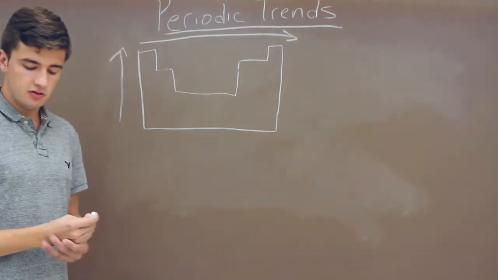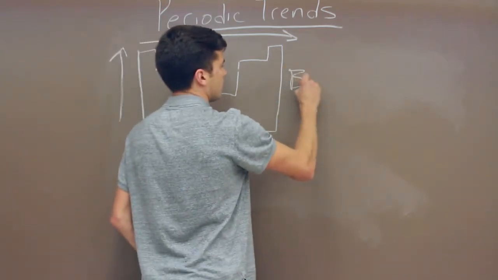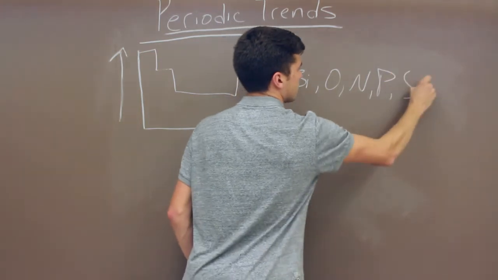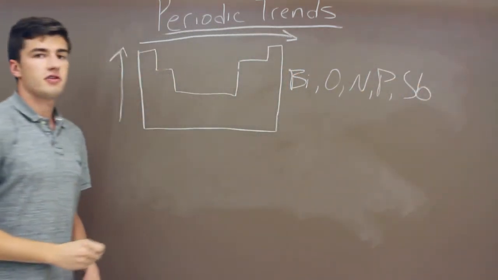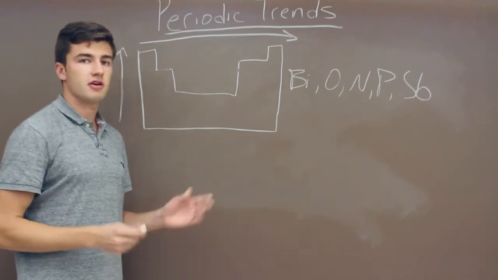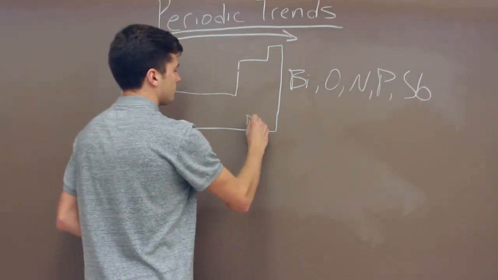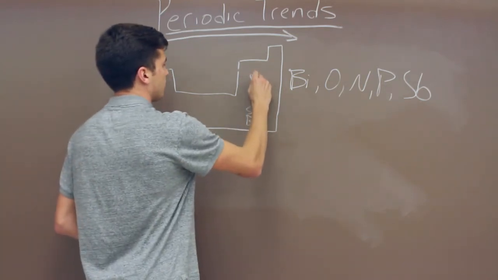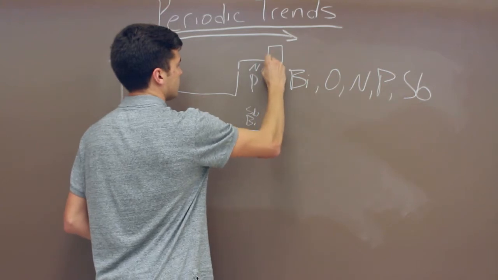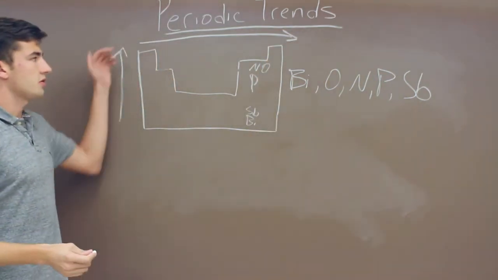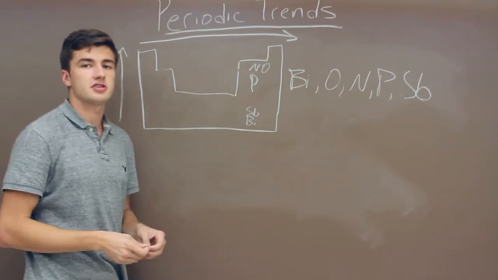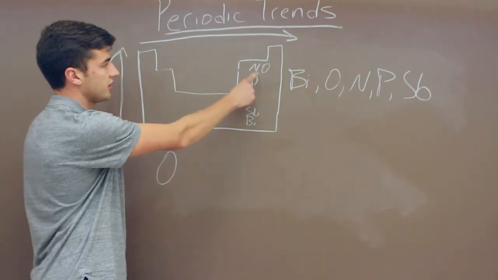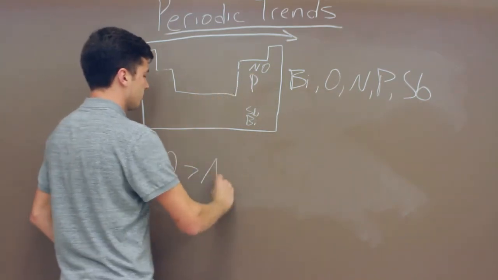For this, we will use bismuth, oxygen, nitrogen, phosphorus, and antimony. So identify where these are on our periodic table and then figure out how we're going to rank them. So bismuth is down here, antimony, phosphorus, nitrogen, oxygen. So as you go up and to the right, your ionization energy increases. So oxygen has the highest ionization energy. Next will be nitrogen as it's further to the left.